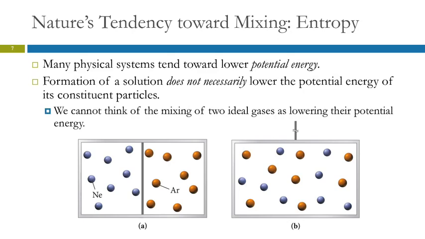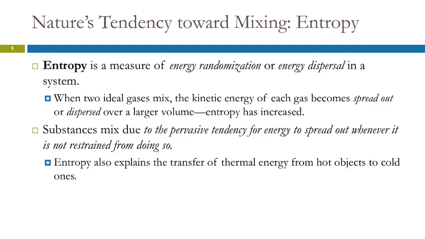So why do they mix? What is causing them? There has to be some force that's causing them to mix. It's entropy. One way to define entropy is a measure of energy randomization or energy dispersal in a system, the idea that energy tends to spread out. So when those two gases mix, the kinetic energy of each gas becomes spread out over a larger volume. That increases the entropy, and that is a spontaneous process. So substances mix due to the pervasive tendency for energy to spread out whenever it is not restrained from doing so.